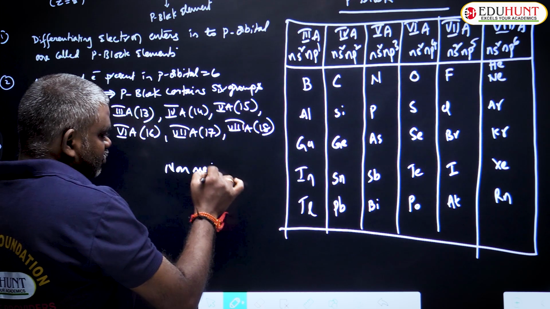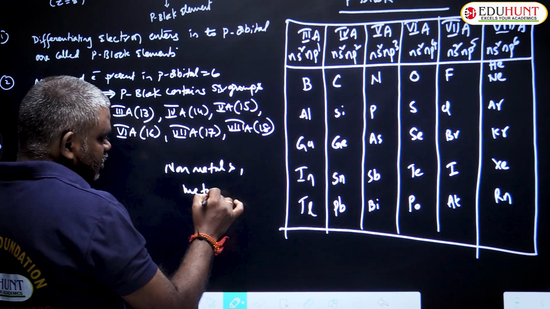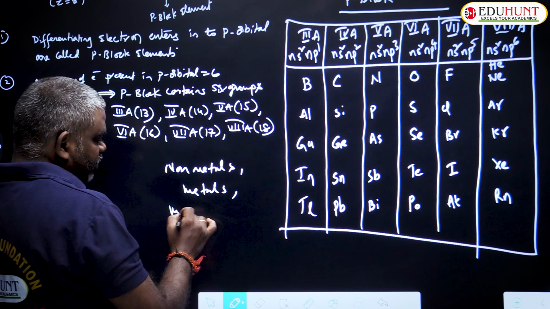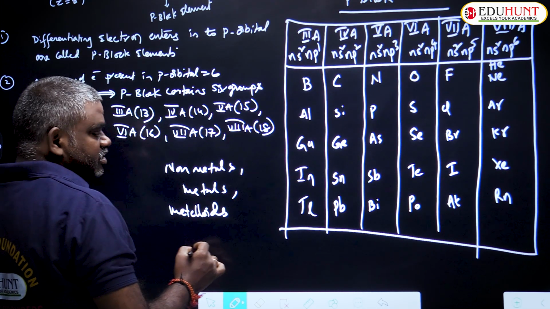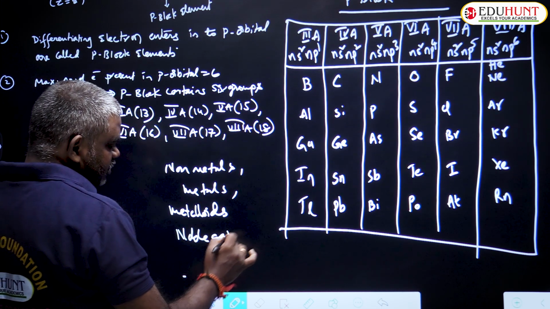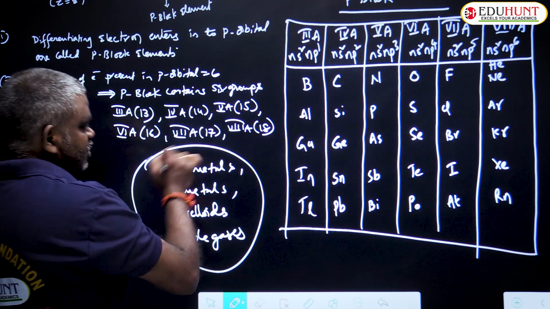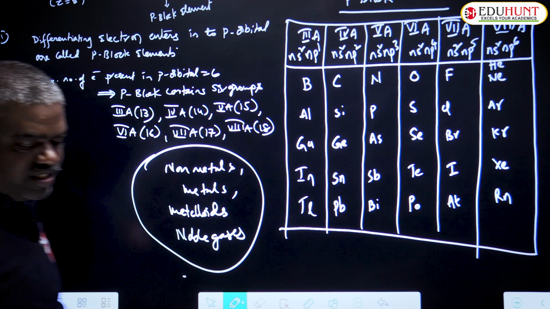So p block elements have non-metals, metals, metalloids and noble gases. Non-metals are there, metals are there, metalloids are there, and noble gases are there.